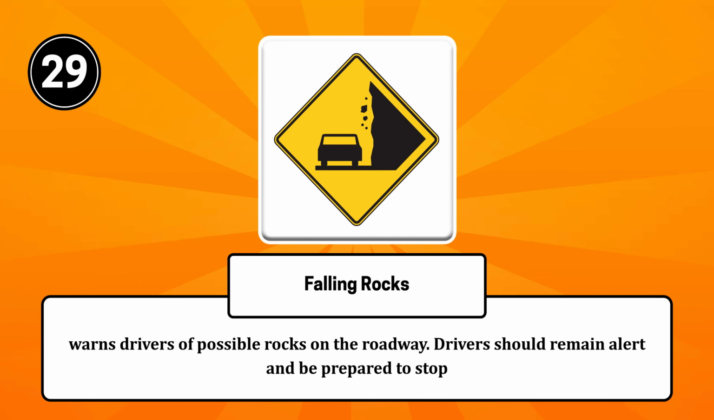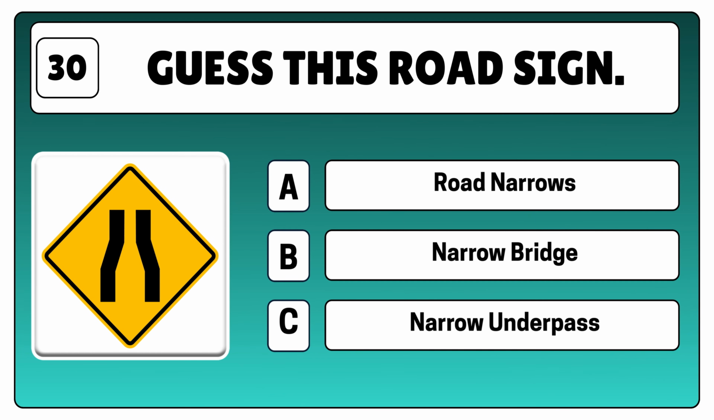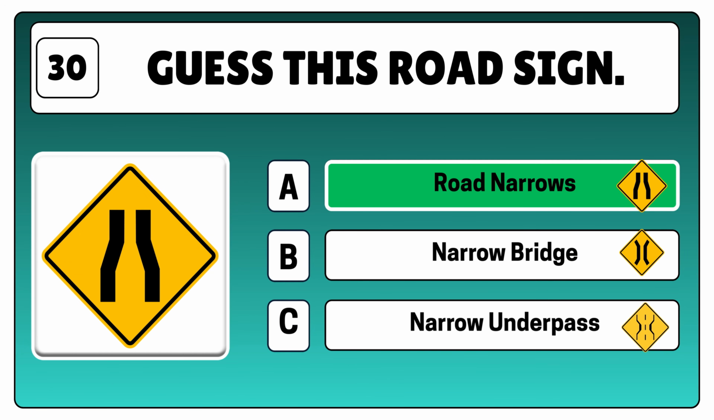The falling rock sign warns drivers of possible rocks on the roadway. Drivers should remain alert and be prepared to stop. Guess this road sign. Good observation. That is the road narrow sign.